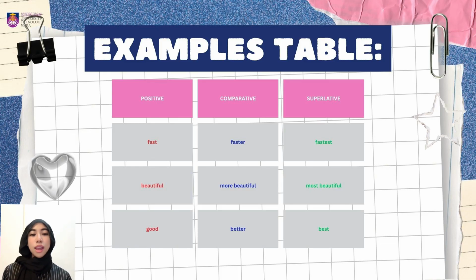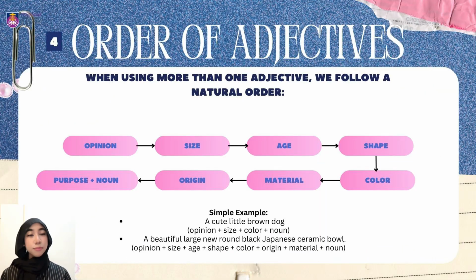And lastly, we have good. For comparative, we have better. And then it transitions into best for the superlative degree.